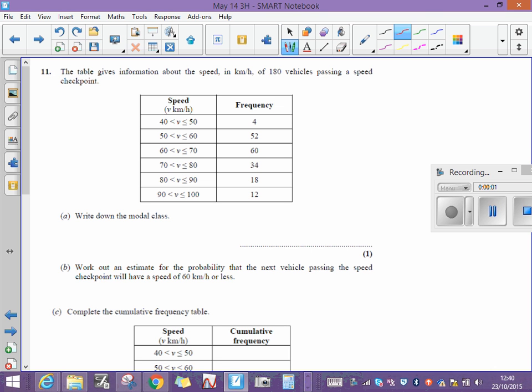Okay, the modal class here is the one which occurs most often. If we look at the frequencies, the highest frequency is 60, so the modal class is this one, which is 60 to 70 kilometers per hour. So this is a question about vehicles passing a checkpoint. So the most common speed is 60 to 70 miles per hour.